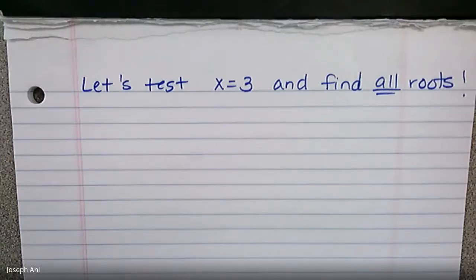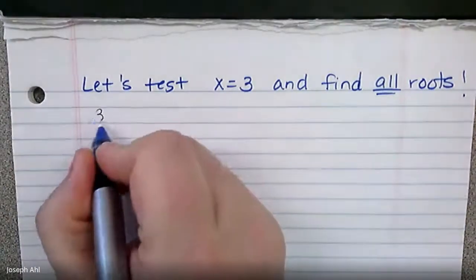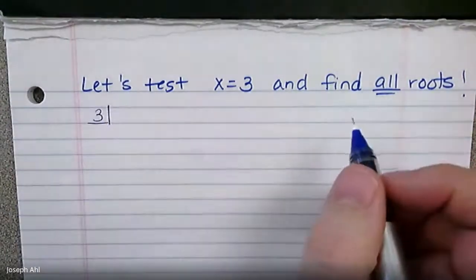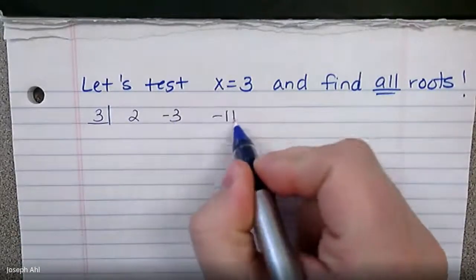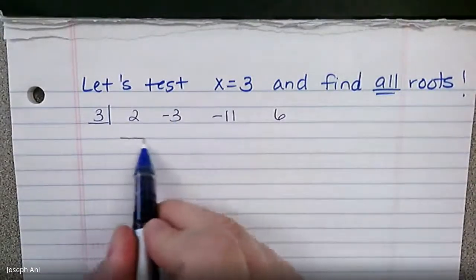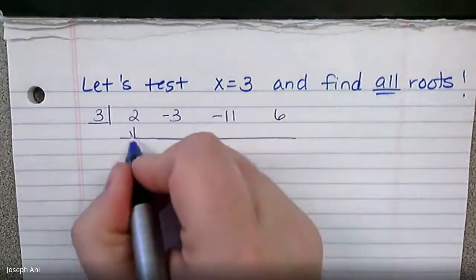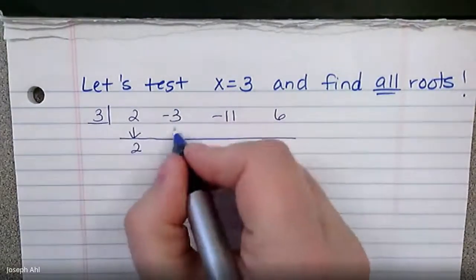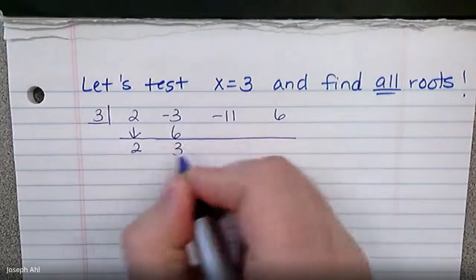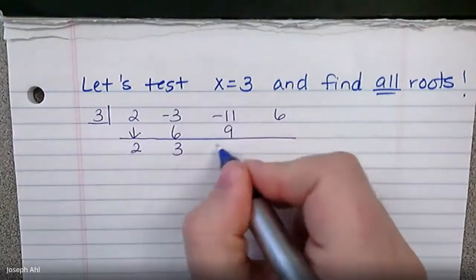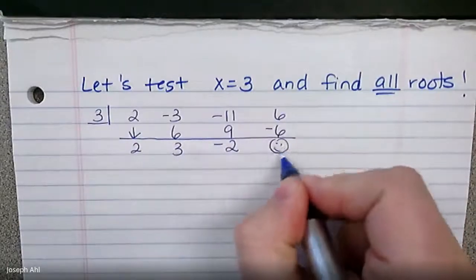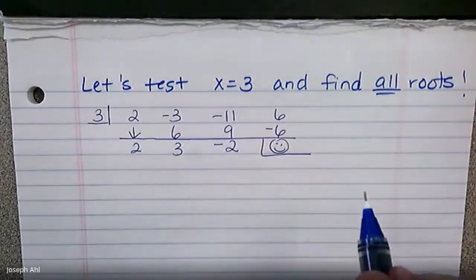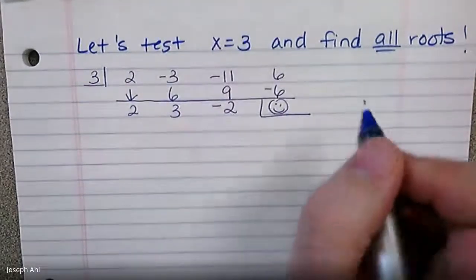Okay. So when I do that, we're going to put 3 in our box over here, and the coefficients from the polynomial are 2, -3, -11, and 6. So bring down the 2. 2 times 3 is 6, plus -3 is 3. 3 times 3 is 9, plus -11 is -2. -2 times 3 is -6, plus 6 is 0. So we found that 3 is in fact a root. I was a very good guesser.